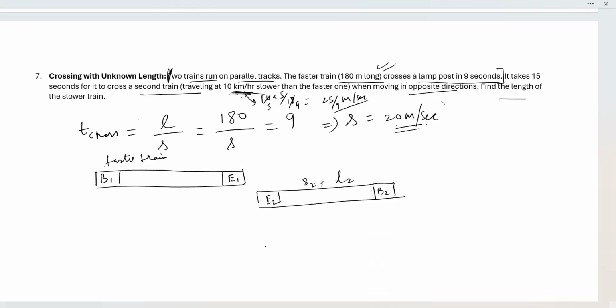How? We know the difference between the speeds. So S2 is 20 minus 25 by 9, in meter per second. So this will come out to be 180 minus 25 by 9. It will come out to be 155 by 9 meter per second.